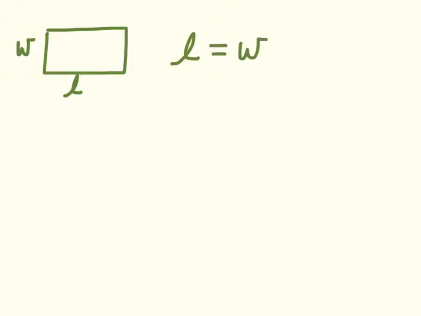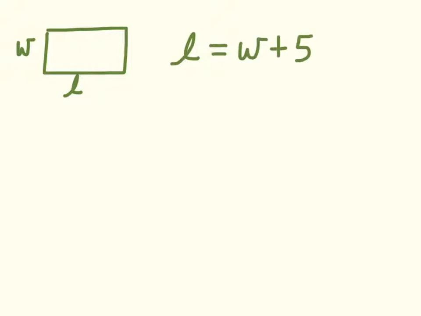Let's work through an example together where using a table or a graph can help us to represent our linear equation. The length of a rectangular picture frame is 5 inches longer than its width. Let W represent the width and L represent the length in inches. Since the length is 5 inches longer than the width, we know that length is width plus 5.